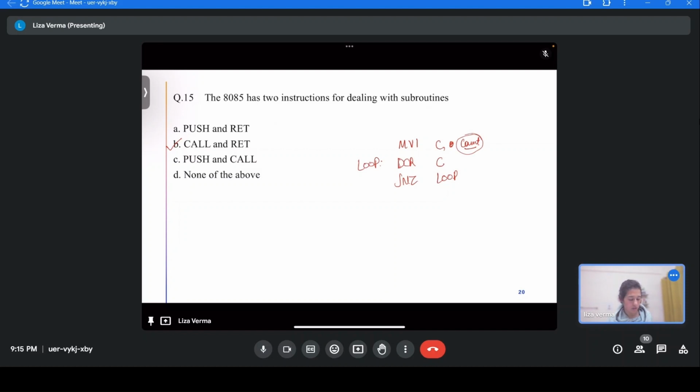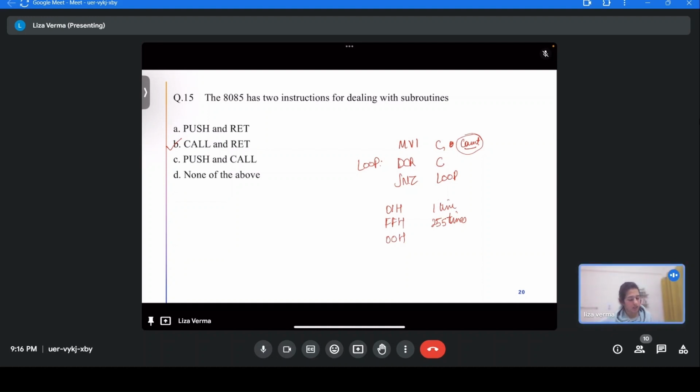If I load, let's say, 01H, how many times will the loop be executed? One time. What if I load it with FF? 255 times. What if I load it with 00? It will not be executed. It will be executed.